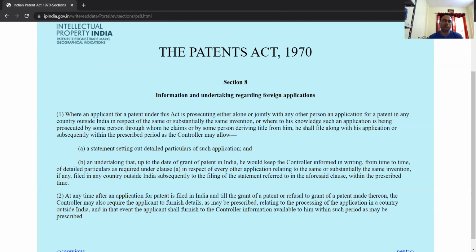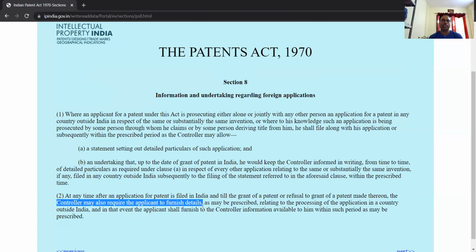At any time after the application for patent is filed in India and till the grant, so the time limit is only grant. Once the patent is granted in India, there is no need to inform the patent office again. Or refusal of grant, if it is refused. Thereon, the controller may also require the applicant to furnish details as may be prescribed relating to the processing of the application in a country outside India, and in that event the applicant shall furnish the information available to him within such period. It means that one has to submit by his own, but the controller may also require the applicant to furnish details. Means he may also ask for the details.